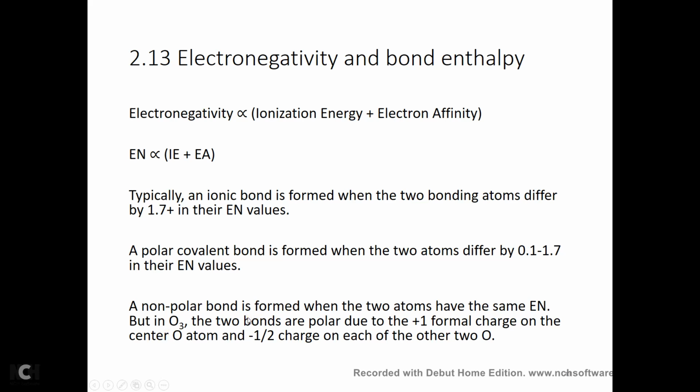Although all three atoms are oxygen atoms, look, the central oxygen atom has a +1 formal charge. The other two oxygen atoms each have a -0.5 charge. So it's a polar bond between the center oxygen atom and each of the two other oxygen atoms.